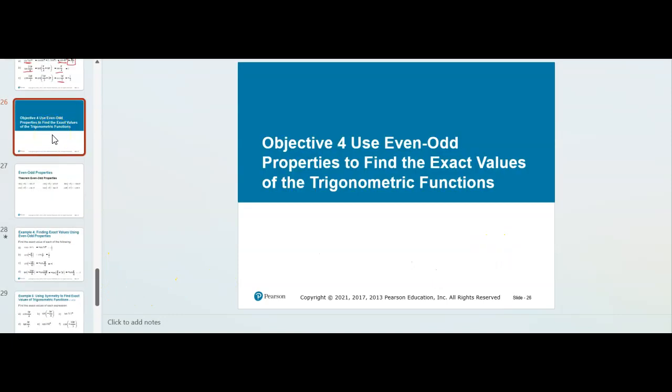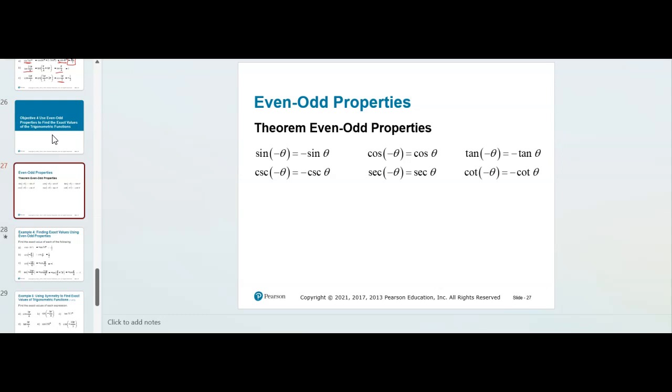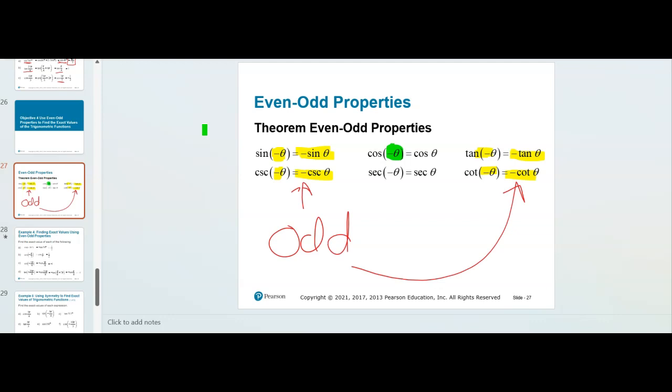Even and odd properties of functions mean that they're symmetric either about the y-axis if it's even, or symmetric about the origin if it's odd. So if putting a negative input into a function gives you the opposite of the original function, like it does for cosecant, sine, tangent, and cotangent, those are all odd functions. If you put in a negative input and you get the same thing that you got before you changed the input to its opposite, then that's what we call an even function. And cosine and secant are even functions.